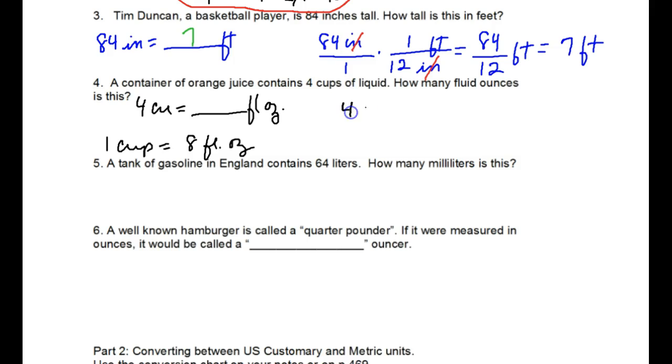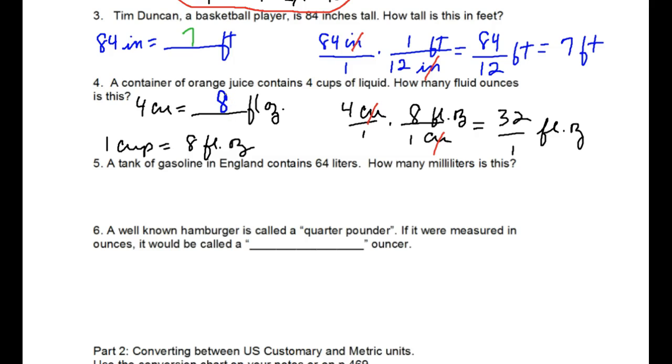So I'm going to take 4 cups, and I'm going to change from cups to fluid ounces. I'm going to cross cancel the cups. I guess I should put my numbers in first. 1 cup is 8 fluid ounces. And I'm going to cross cancel my cup label, multiply my numerators. 4 times 8, that's 32. My denominators, 1 times 1, fluid ounces. So 4 cups equals 32 fluid ounces, using the conversion factor of 1 cup equals 8 fluid ounces.